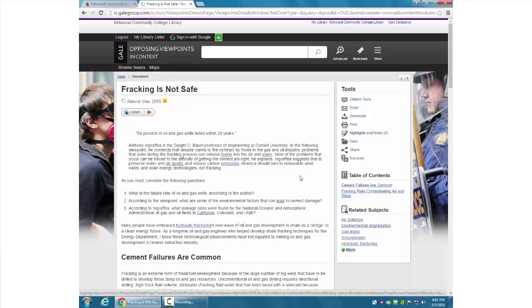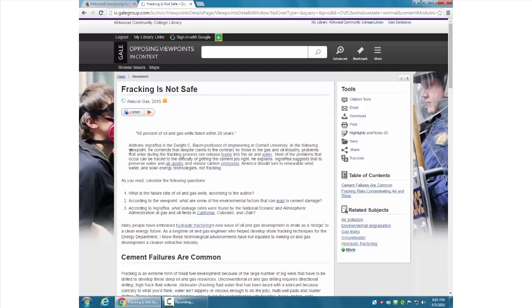All right, with a pulled quote, and the author here, Anthony Ingraffea, is the Dwight C. Baum Professor of Engineering at Cornell University. In the following viewpoint, he contends, so again, this is from the Opposing Viewpoints authors, that despite claims to the contrary by those in the gas and oil industry, we can see more refutation coming, can't we?